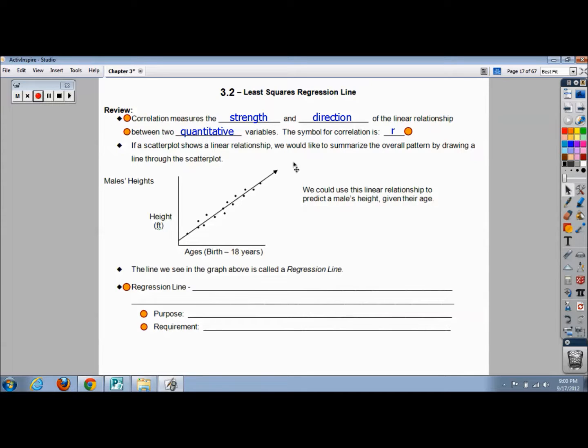Now, if our scatter plot shows a linear relationship, we would like to summarize the overall pattern by drawing a line through our scatter plot. This is the same idea I talked about through the first lesson. So now what we're going to talk about is, where's that line going to be? What's the equation of that line for our data? This is more of an introductory lesson, and then we'll dive more and more into it. So today I'm going to show you two different ways to get the equation of this regression line.